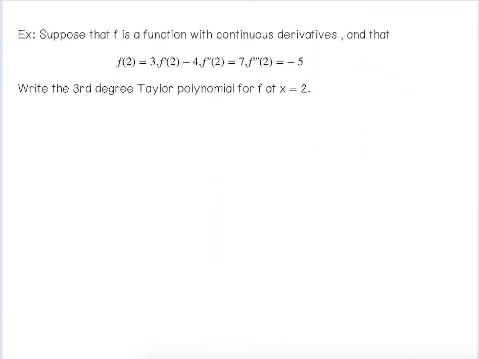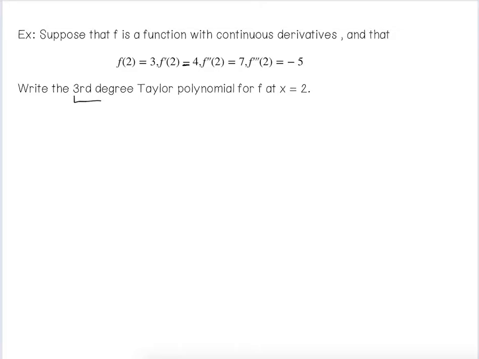So let's actually get into some of the math. Suppose that f is a function with continuous derivatives, and we're given these values. f of 2 is 3, f prime of 2 is 4. That's an equal sign, not a minus sign. I got all sorts of typos in here today. The second derivative at 2 is 7, and the third derivative at 2 is negative 5. We're going to use those values to write the 3rd degree Taylor polynomial for f at x equaling 2.